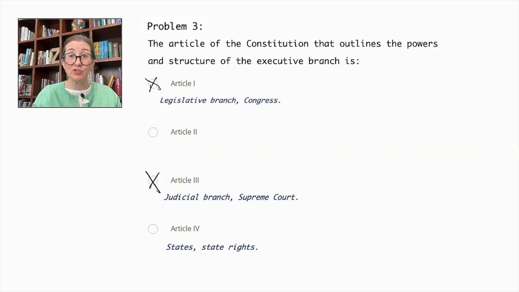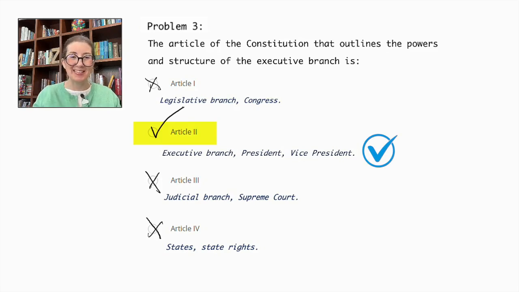Article 4 pertains to the states and their interactions with each other and the federal government, covering topics like state rights and the admission of new states. So that is also incorrect. The correct answer here is Article 2, which specifically outlines the powers, duties, and structure of the executive branch, including the roles of the president and vice president. And therefore, Article 2 is the correct answer.